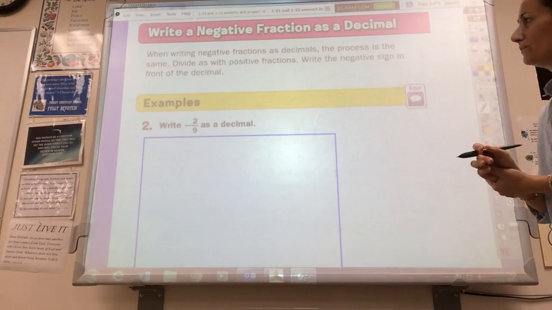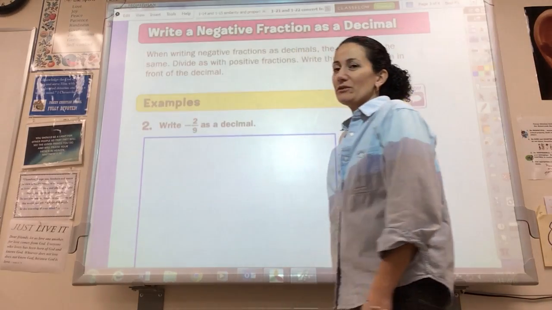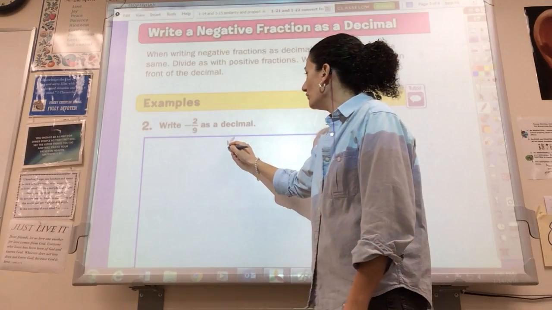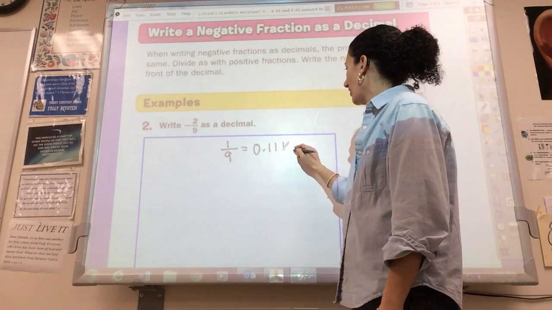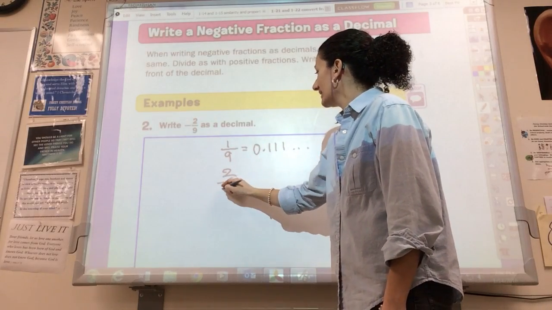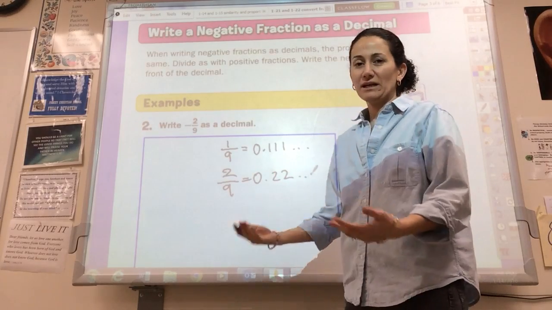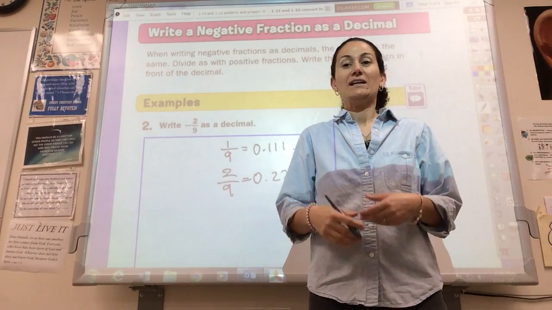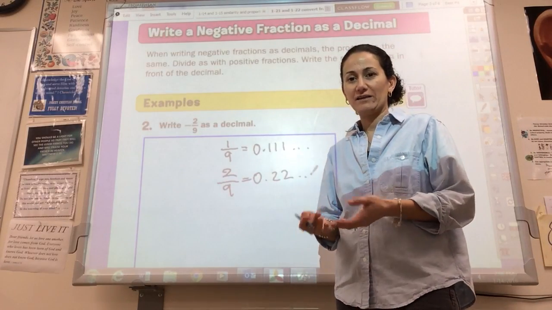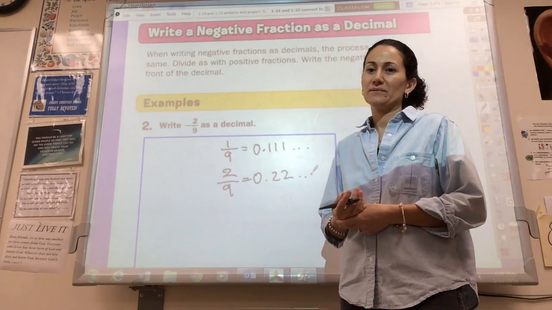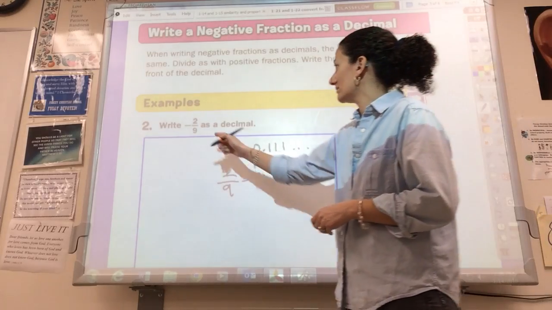In this example, we learned yesterday that there's a little trick for the ninths. Do you remember? Hopefully you've memorized that 1/9 is 0.111, on and on and on. 2/9 is 0.22222, and on and on. 3/9 is 0.33. 4/9 is 0.4 repetitive, 5/9 is 0.5 repetitive, and on and on. So in this example, I don't need to divide if I've memorized the ninths.